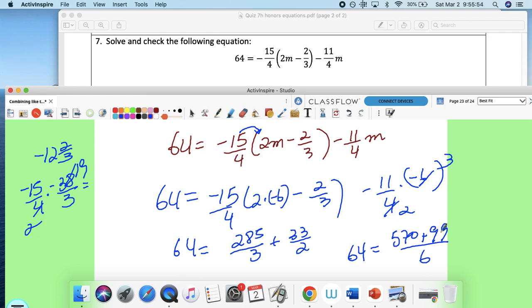There's no way this is right. 64 equals 570 plus 99 equals 669 divided by 6. No, I messed up somewhere. So let me go back here. I don't even know where I made a mistake.